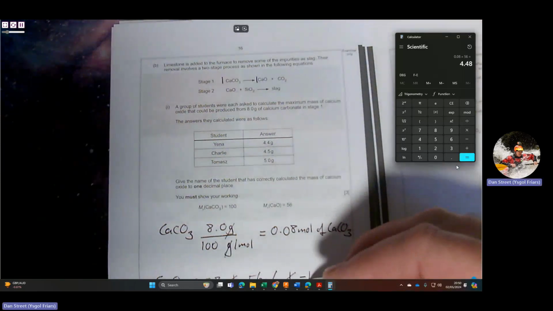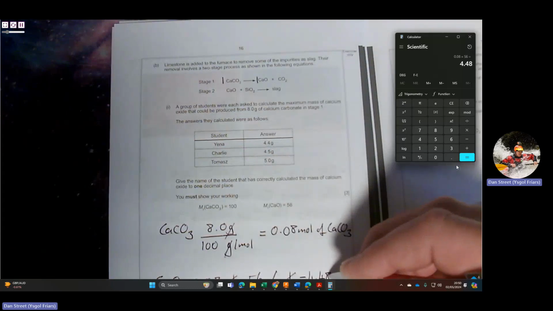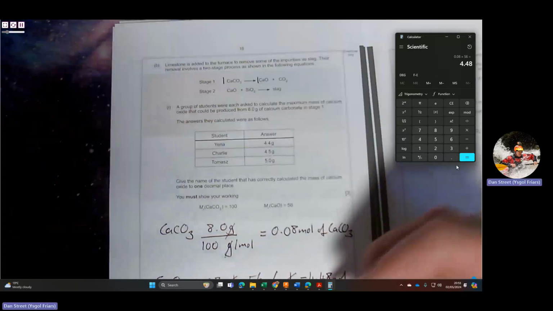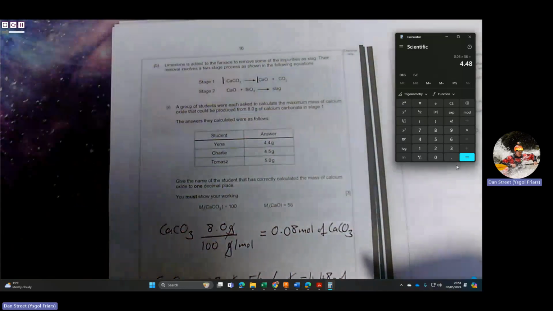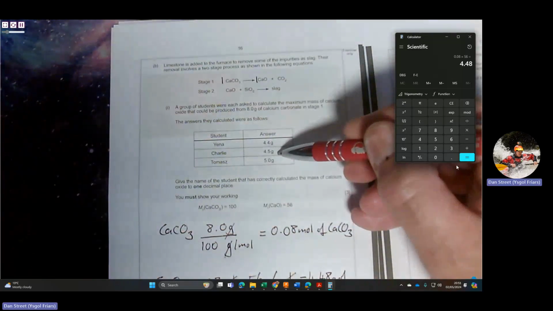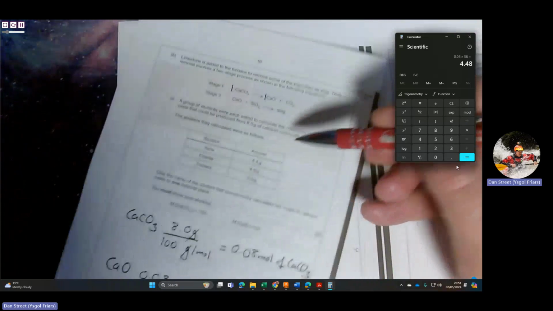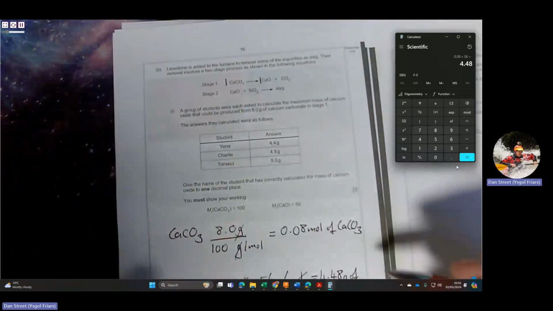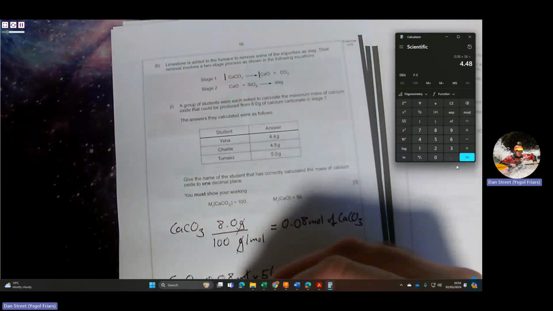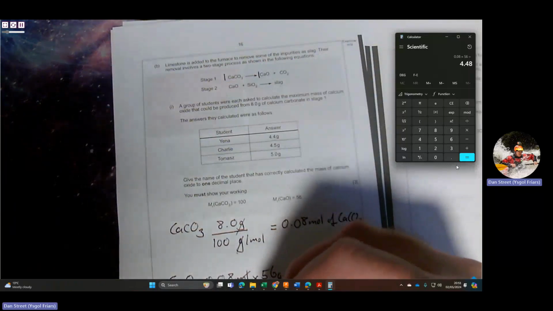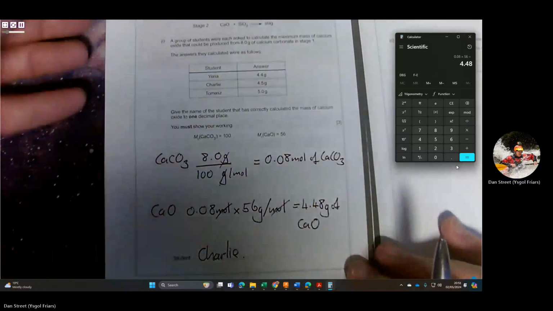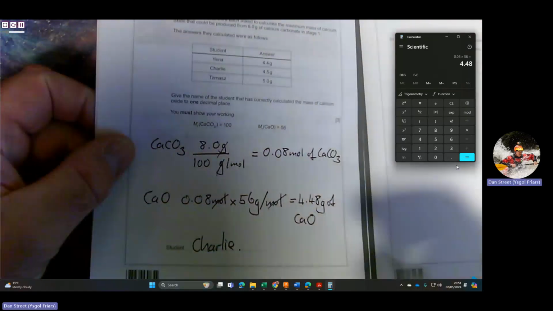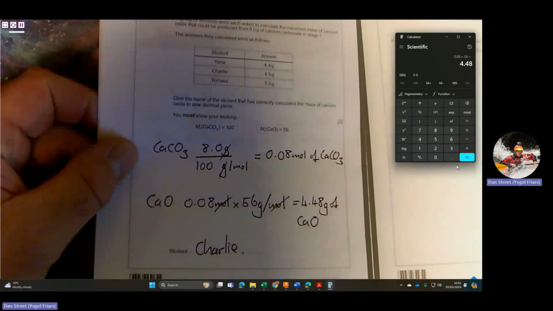So if we do that, times 56, that gives us 4.48 grams of calcium oxide, and the nearest person to that is our friend Charlie here, because he got 4.5. If you round 4.48 up, obviously you get 4.5. So Charlie is our man, or maybe it's not a man. So that's the answer to that one.